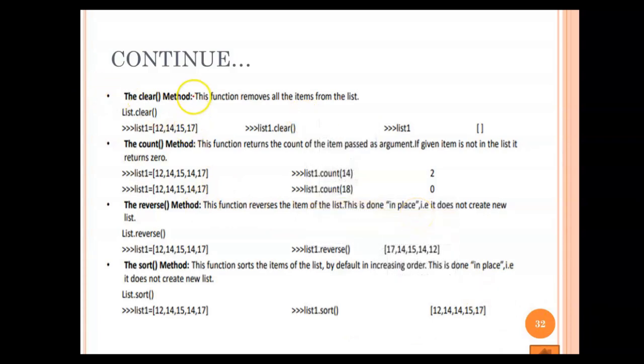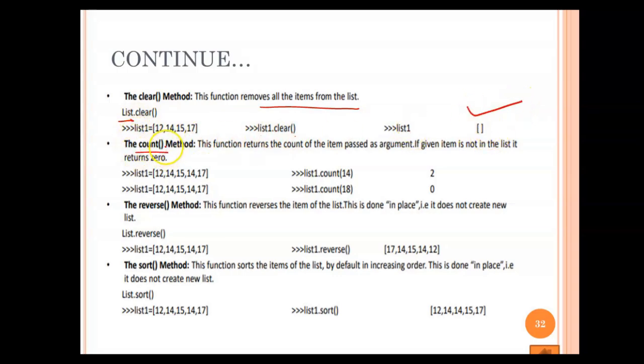Now we have the clear method. This removes all the items from the list in one go. So you write list dot clear, where list is the name of the list. So we have list 1 dot clear. Now the list is cleared, and you can see the empty list showing.